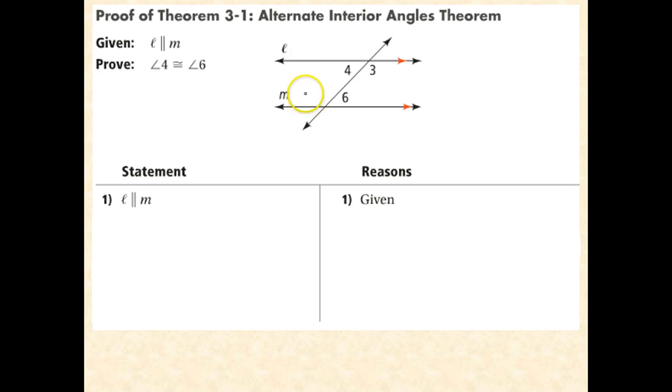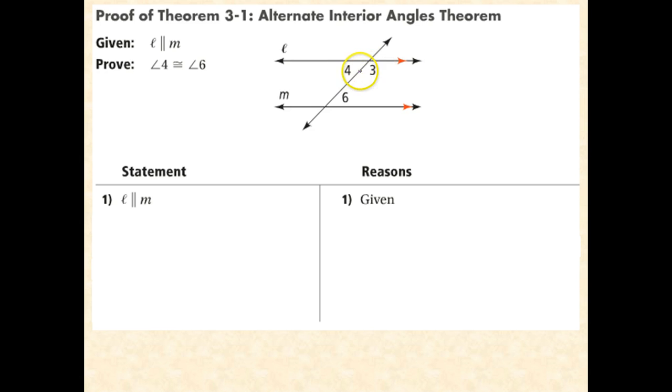Let's see, what else do we know at this point? I think the fact that angle 3 is labeled is probably a hint. So what do I know about angle 4 and angle 3? They're a linear pair. Is that going to help me out? Maybe if I can show that angle 4 is supplementary to angle 3 and that angle 6 is also supplementary to angle 3, then angle 4 and angle 6 have to be congruent because they both are supplementary to angle 3.